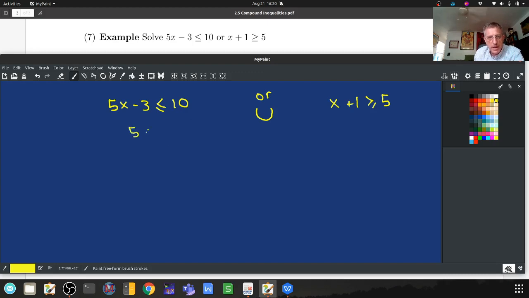So this gives me 5x is less than or equal to 10 plus 3, which is 13. And since 5 is positive, I'm going to divide both sides through by 5. This is going to give me x is less than or equal to 13 fifths. Now notice that 13 fifths is 2 and 3 fifths. And over here, x is less than or equal to, I move the 1 to the other side, it becomes negative 4. So let's draw my two lines.